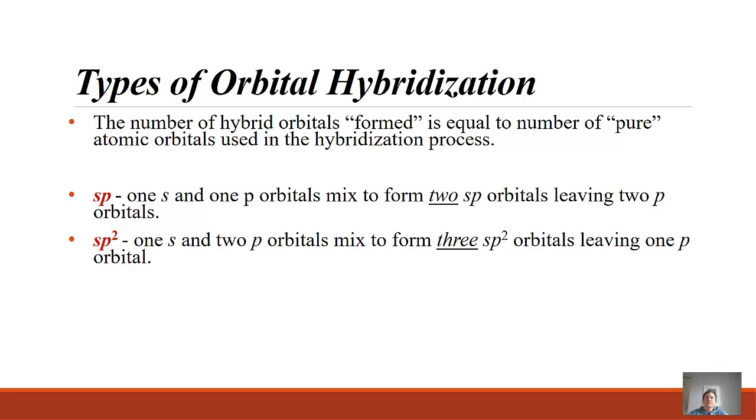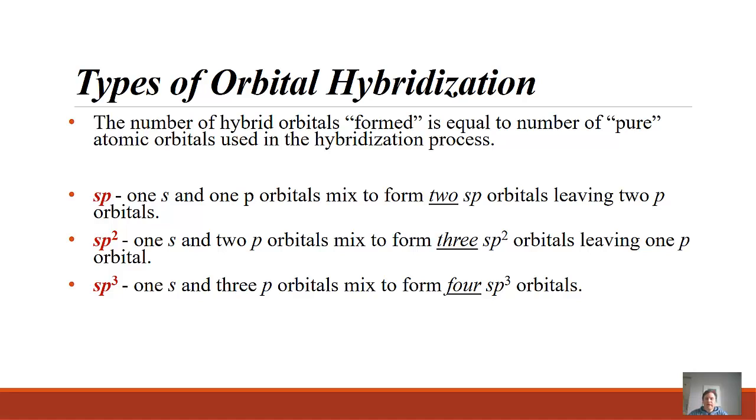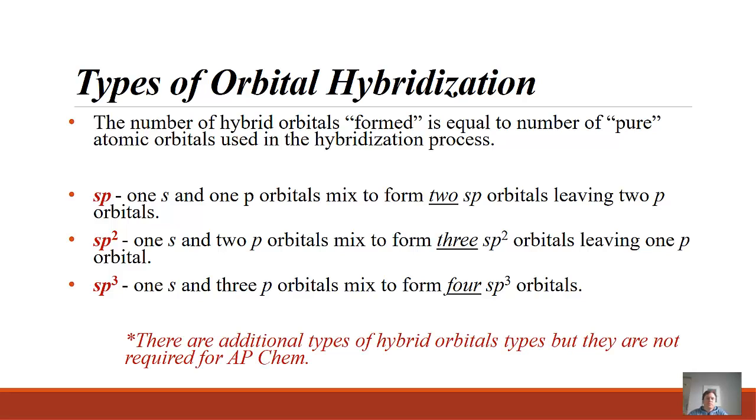That's one s and two p orbitals mixing to form three sp2 orbitals. And then this leaves an extra p orbital out there. And then finally, the third type is what we call an sp3: one s and three p orbitals mixed to form four sp3 orbitals. And the process of figuring out which type of orbital forms is really easy, and we'll get into that in just a minute or two.